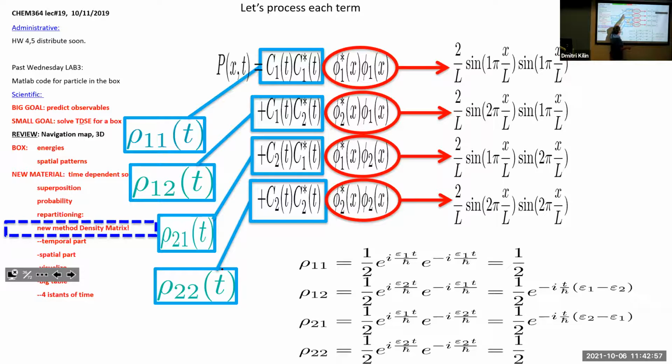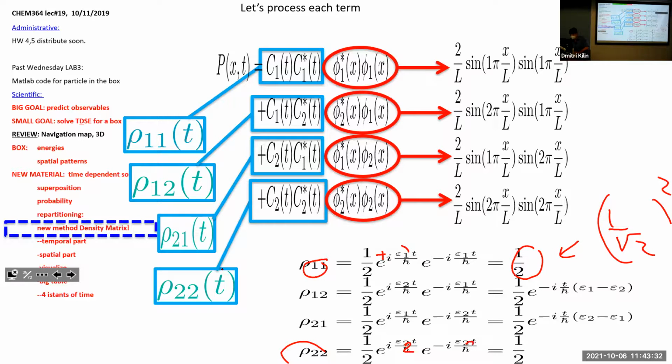The time-dependent factors, which we can call the density matrix, can be processed in the following way. If the indices are the same, then plus and minus exponentials of the same phase make it real, with no time dependence. And we have this 1/2 as 1/√2 squared, right? So it's a different phase, the energy of the second state, but they compensate and give, again, 50% probability. So this can be interpreted that there is 50% probability to be in the ground state, 50% probability to be in the excited state.